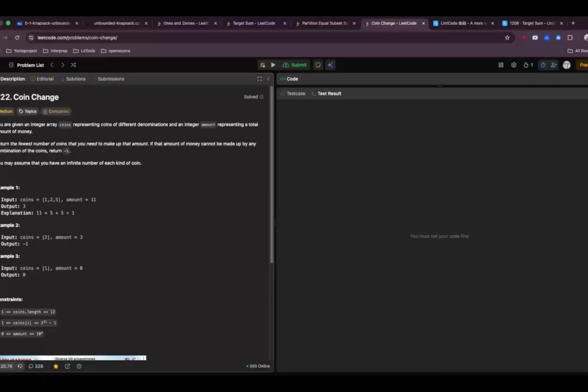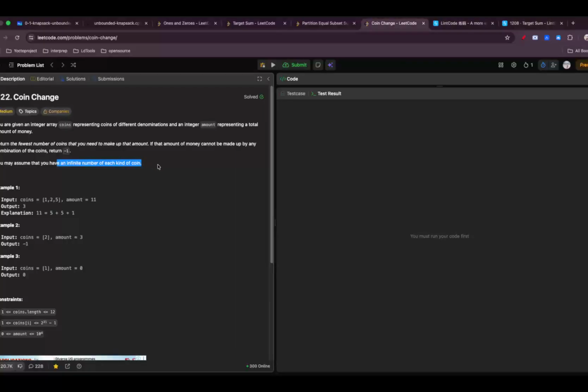So, you are given an integer array coins representing coins of different denominations and an integer amount representing a total amount of money. Return the fewest number of coins that you need to make up that amount. If that amount of money cannot be made up by any combination of the coins, return -1. You may assume that you have an infinite number of each kind of coin.